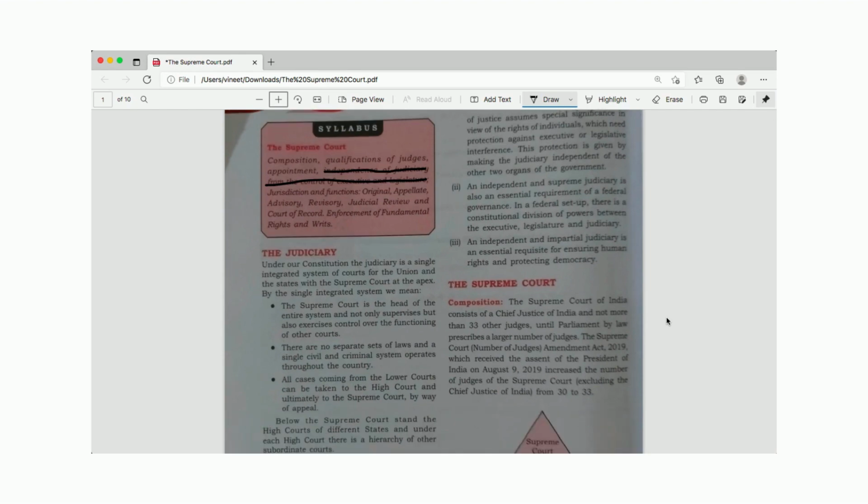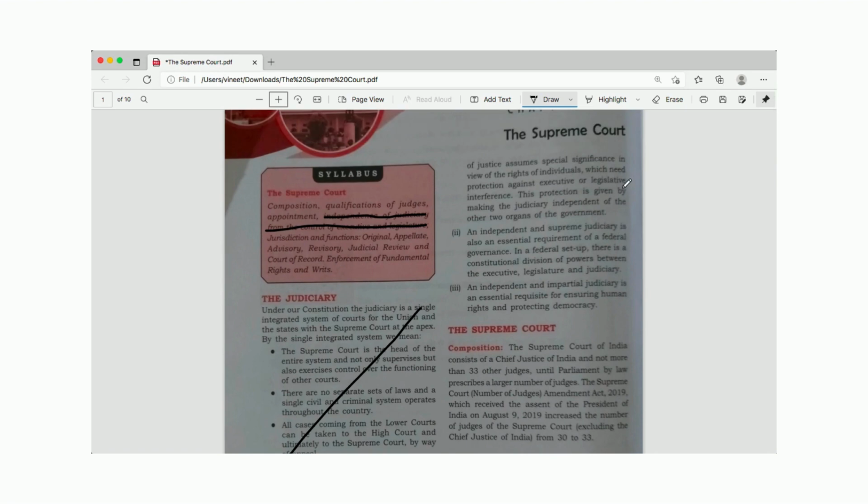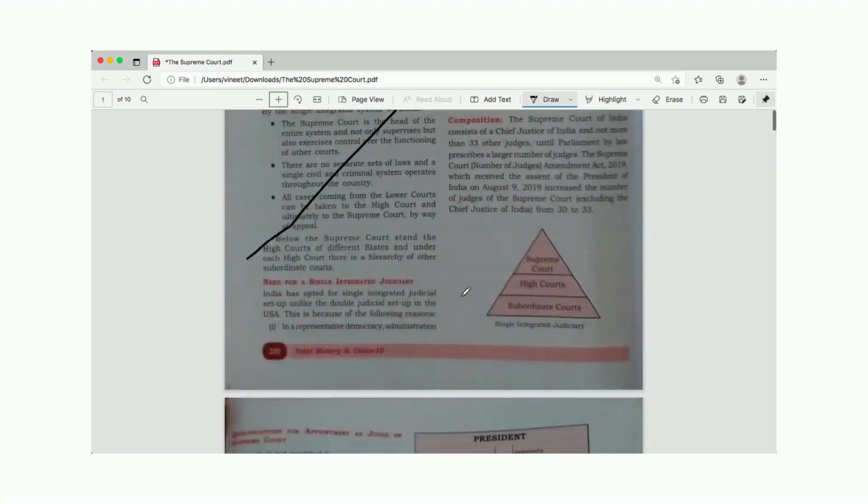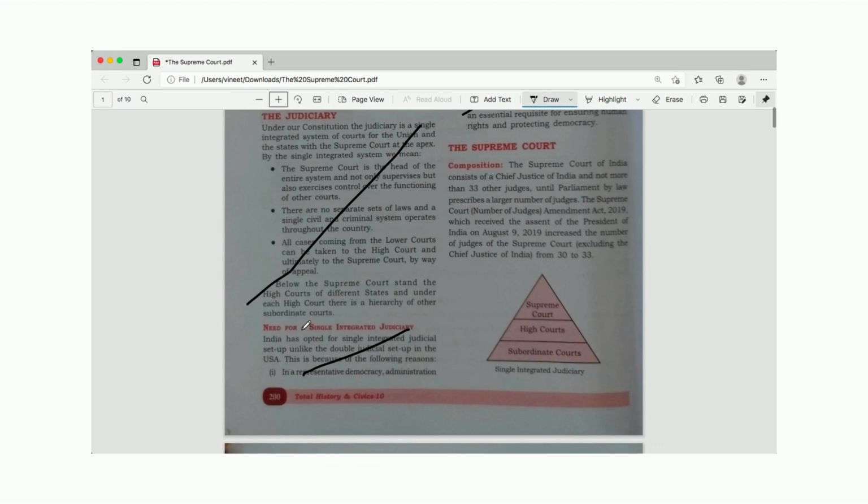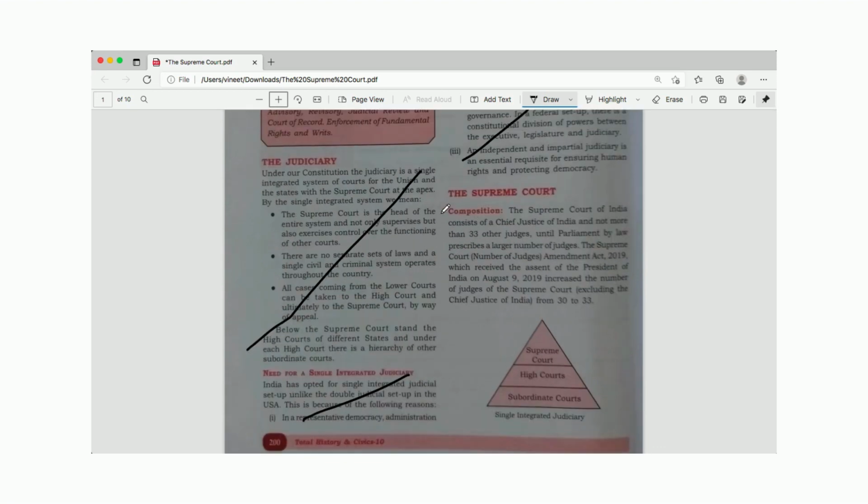Now, if you see the first paragraph, you do not really have to do this. It's just for reading purposes. So you can cancel this. So this entire part is cancelled. You do not need to do the need for integrated single judiciary. What you will start with is the Supreme Court composition.